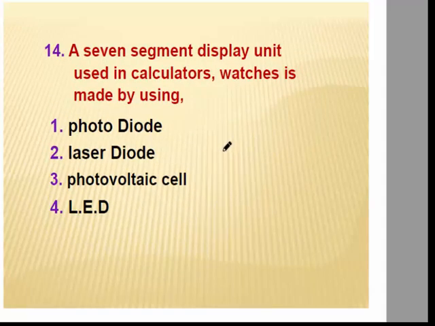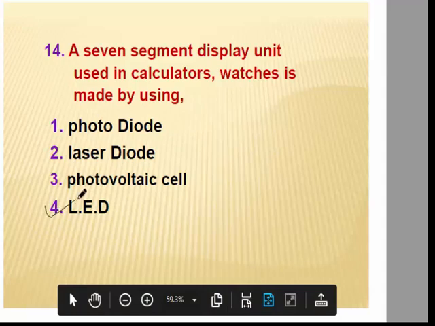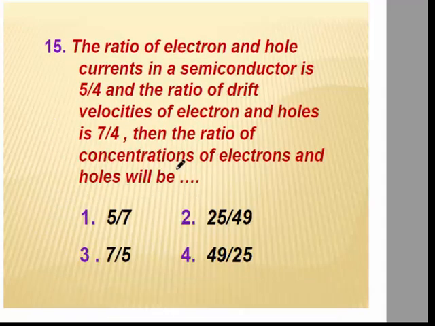14. A 7 segment display unit is used in calculators and watches. Very simple. In calculators and watches, LEDs are used. So option E is LED. Okay, so next question, 15.